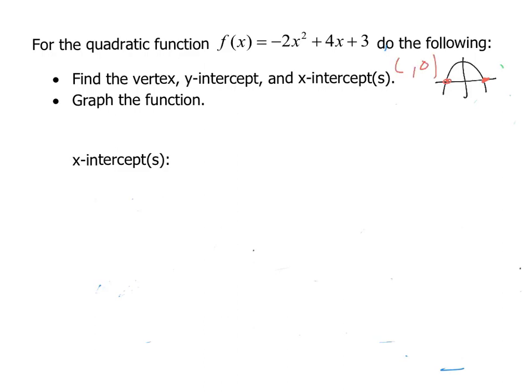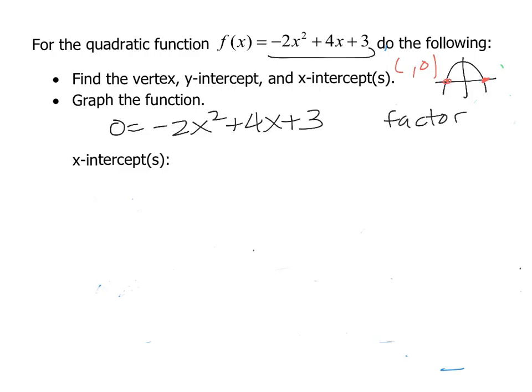So what we need to do to find the x-intercepts is solve the equation 0 equals our function, our y, negative 2x squared plus 4x plus 3. Our methods for solving quadratic equations, we can either factor or we can use the quadratic formula. The quadratic formula is a little bit more complicated, but it always works. If you're good at factoring, it can be easier, but not all equations are going to be able to use that method. Let's go ahead and use the quadratic formula here.